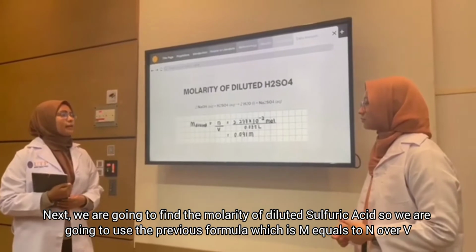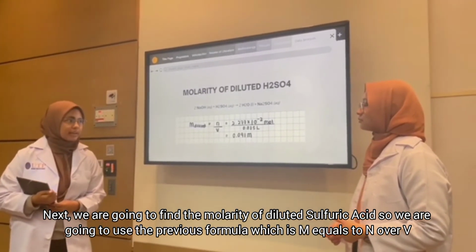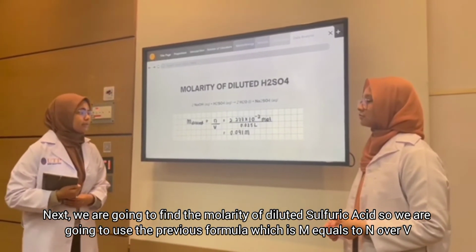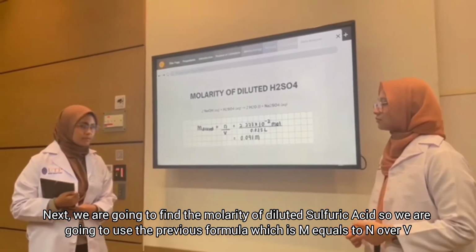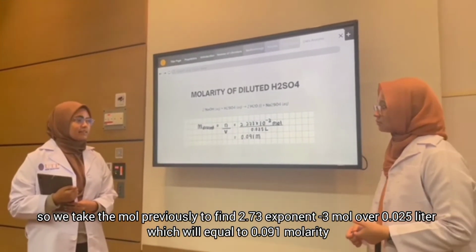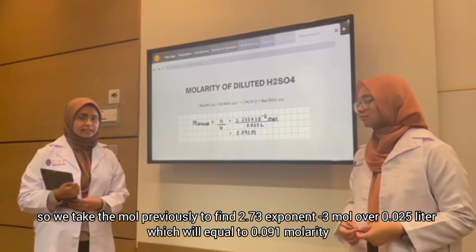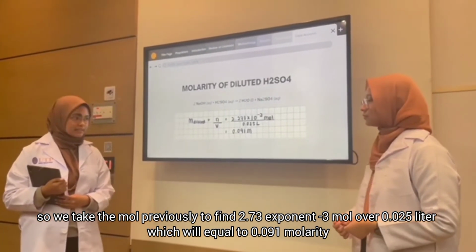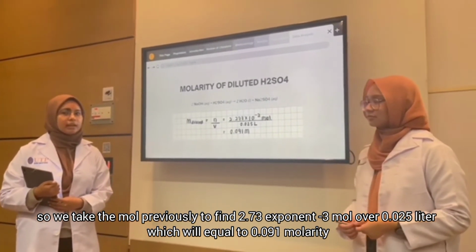Next, we are going to find the molarity of diluted sulfuric acid. So we're going to use the previous formula, which is M equals n over V. We take the mole previously, 2.273 × 10^-3 mole over 0.025 liter, which will equal 0.091 molarity.